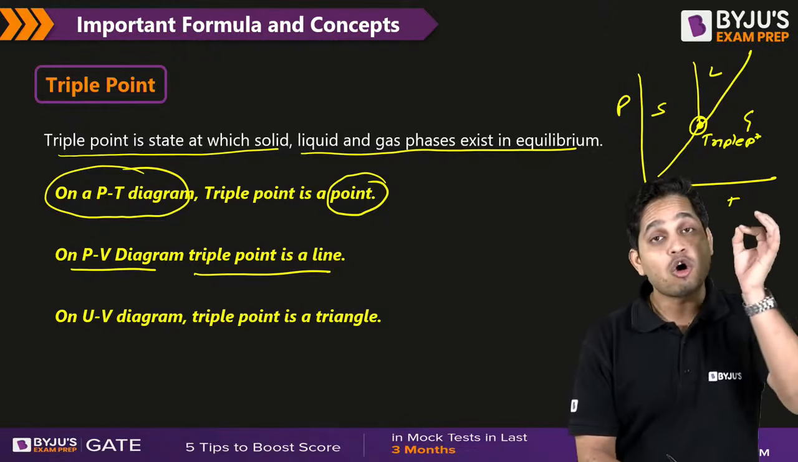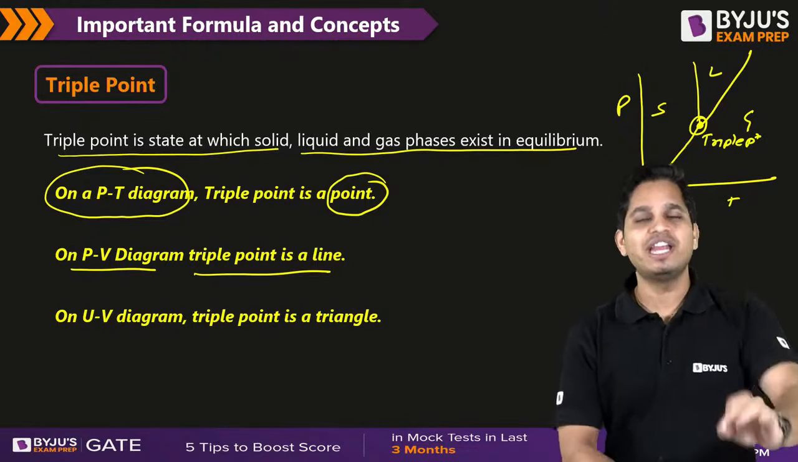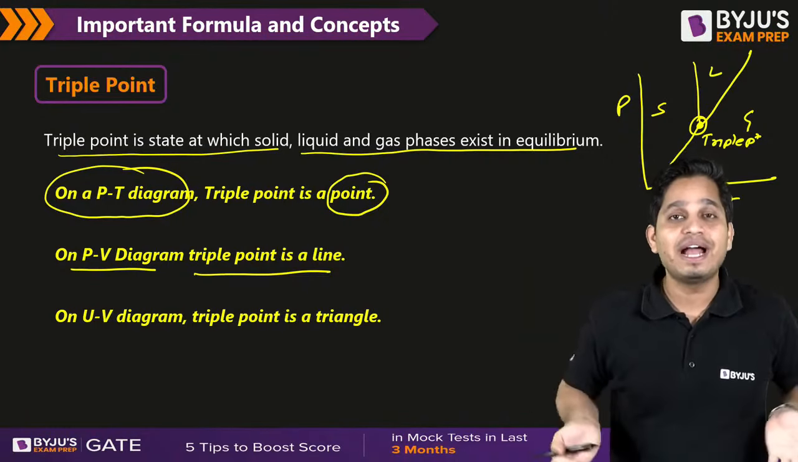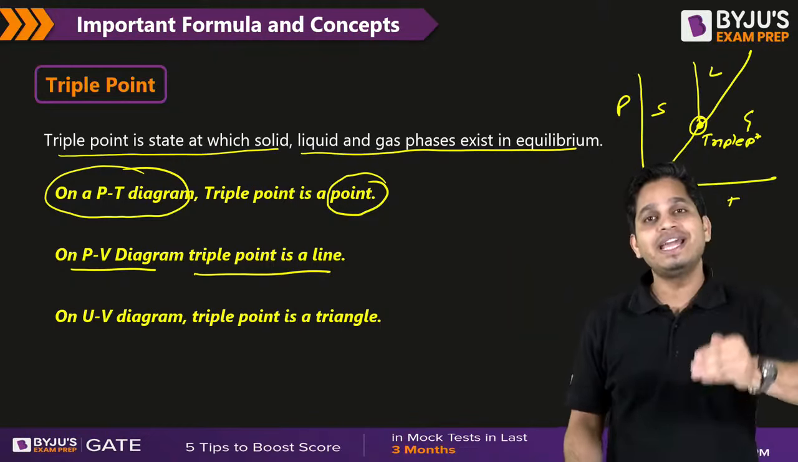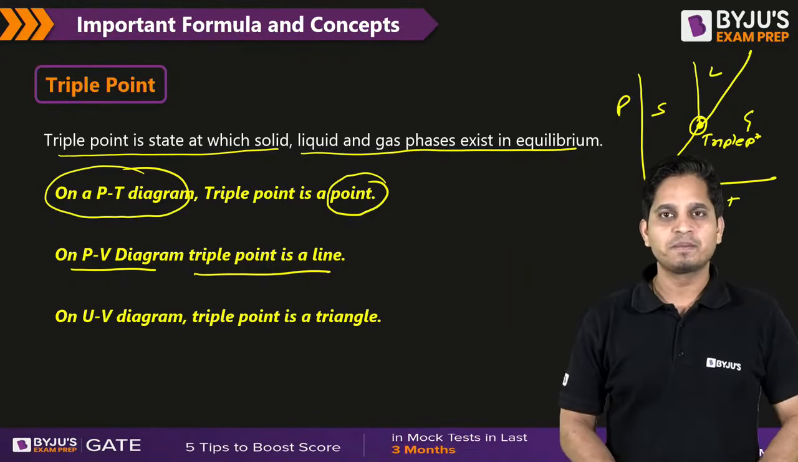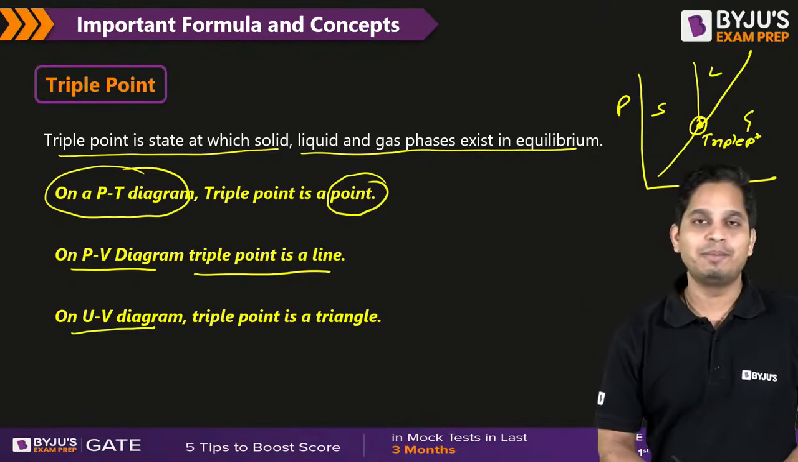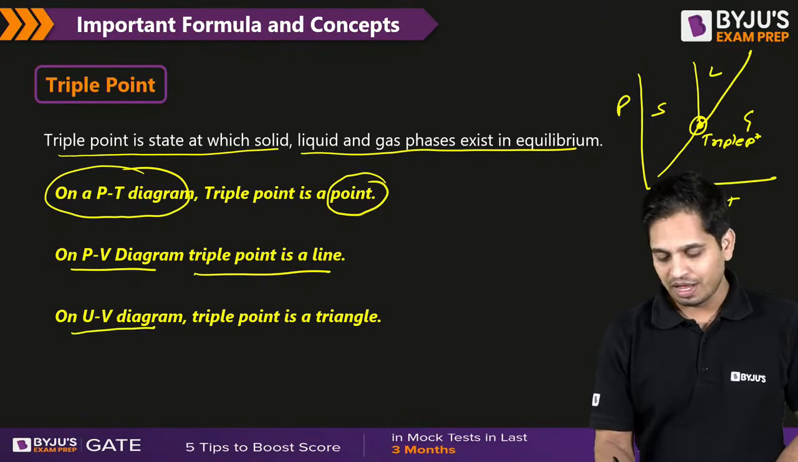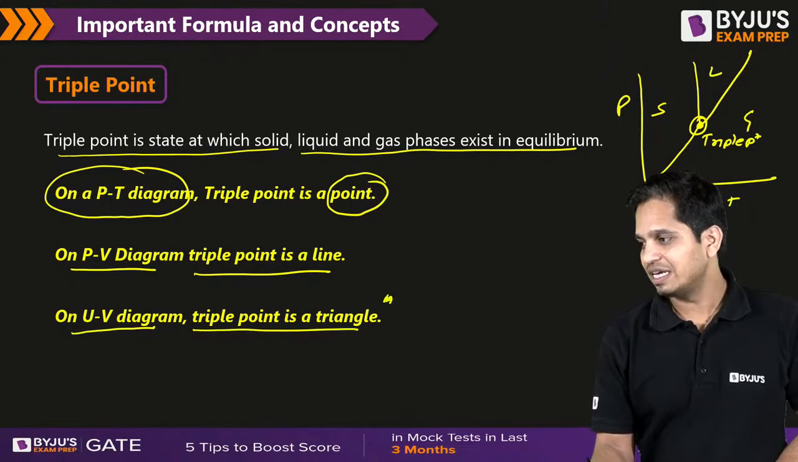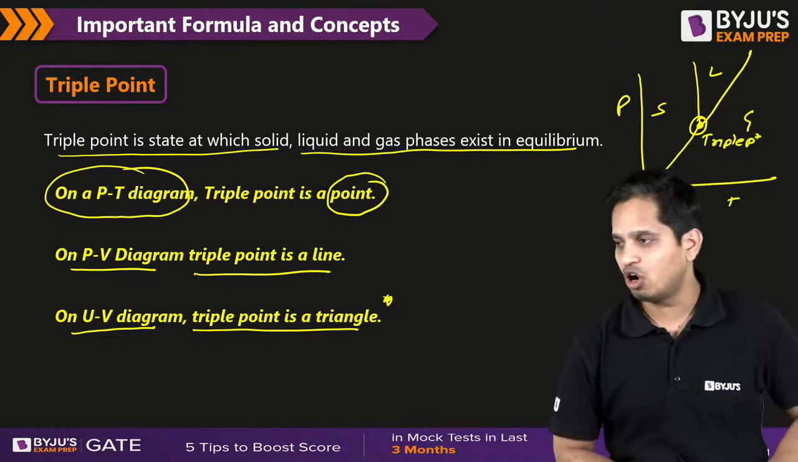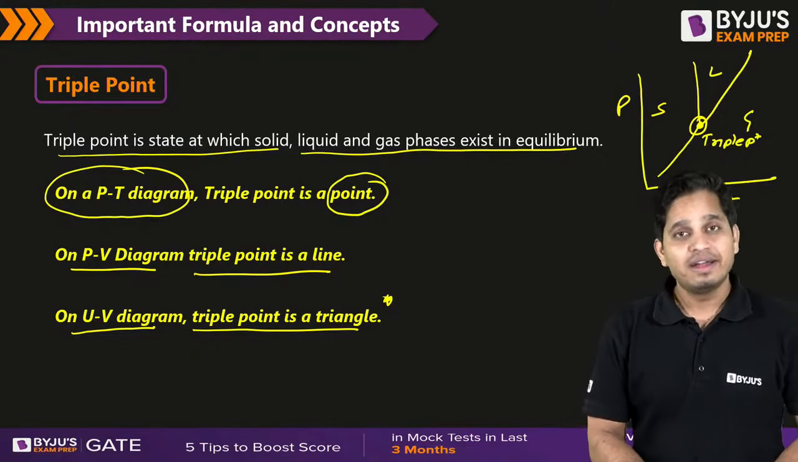These are all very, very important conclusions. Directly they will give you in the question: in a PV diagram, triple point is a point, line, square, triangle, whatever. So triple point is a line. For a UV diagram, internal energy and volume, triple point is a triangle. Most of the people do not know this. Okay, it is a triangle.